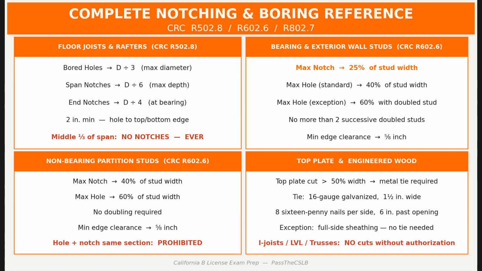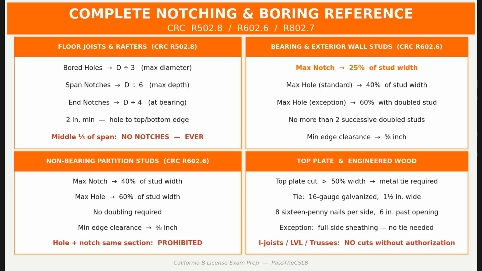For engineered wood, manufactured members require manufacturer authorization. Every time, no fraction applies. The moment a framing member came from a factory, the only currency that matters is written permission. For the top plate, metal tie, 16, 1.5, 8. Gauge, width, nails per side. And the trigger is 50%.